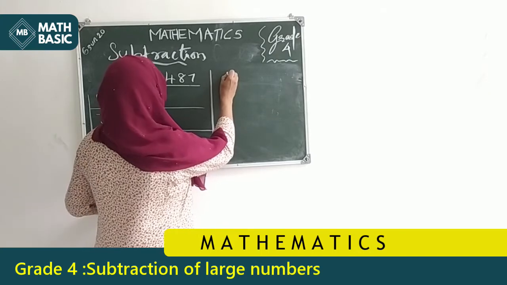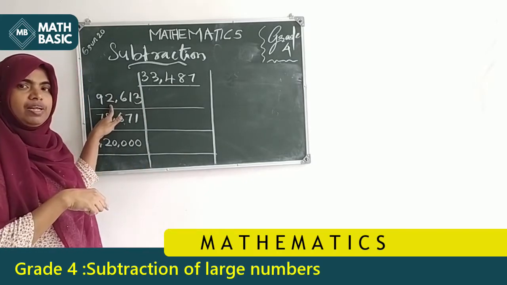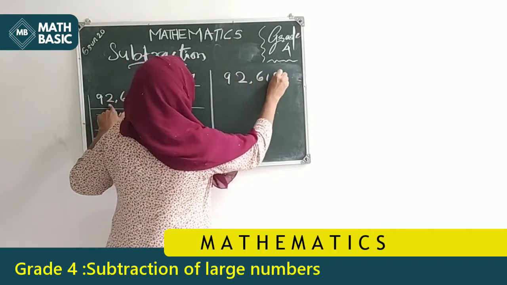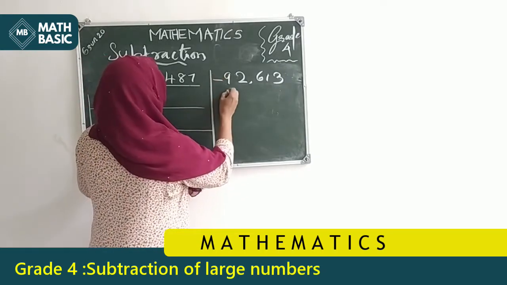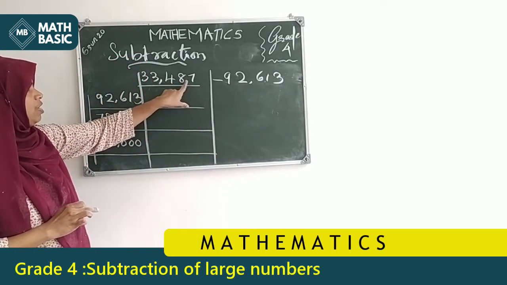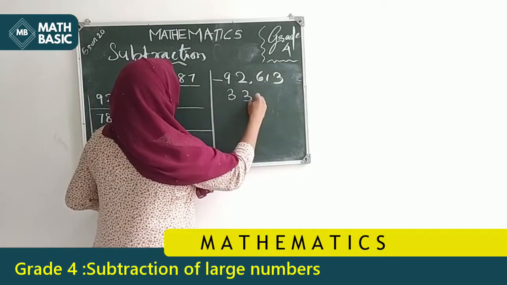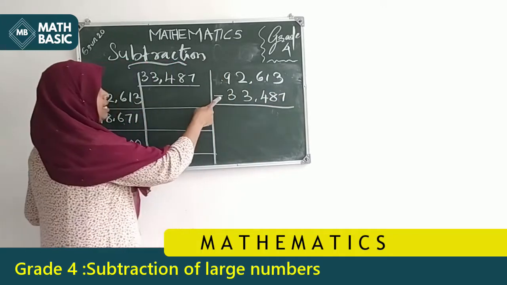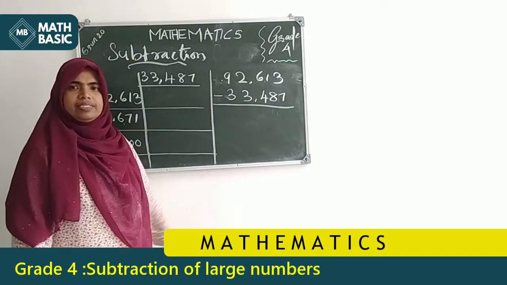So this is the first number. The first number is subtracted from this number. Which number will we write first? From 92,613, subtracting this number. This has 1, 2, 3, 4, 5, 5 digits. Here also 5 digits. Shall we write down 33,487 here? Here is the subtraction sign. Then how can we do it? According to the places, I arranged here.